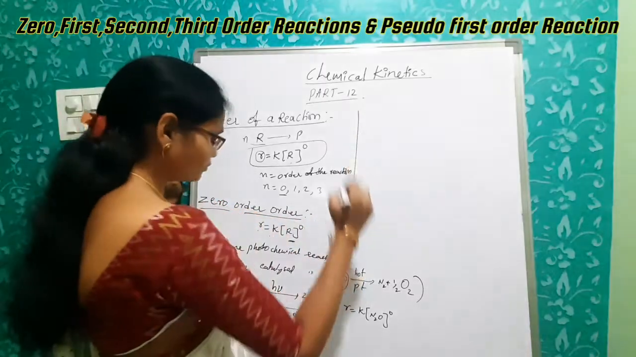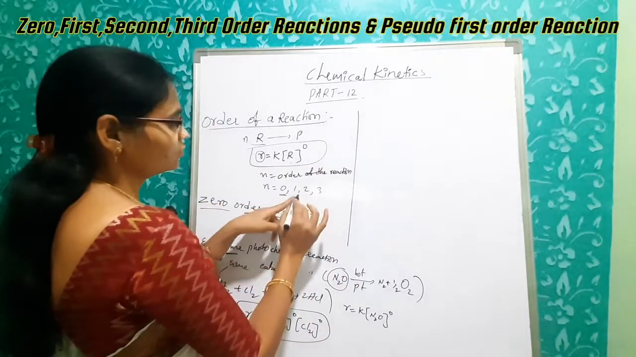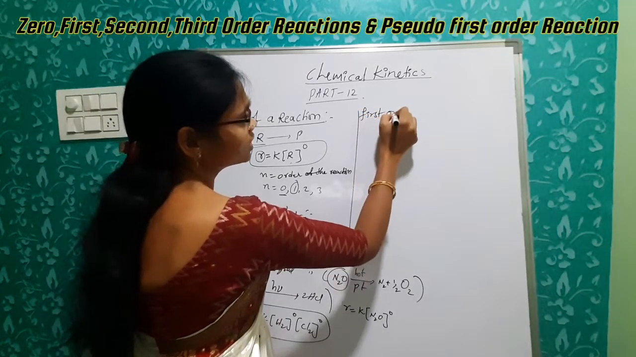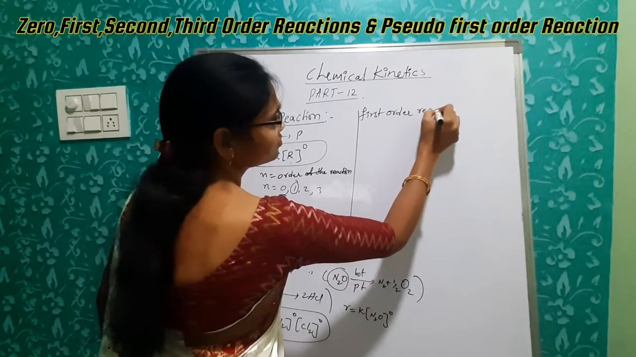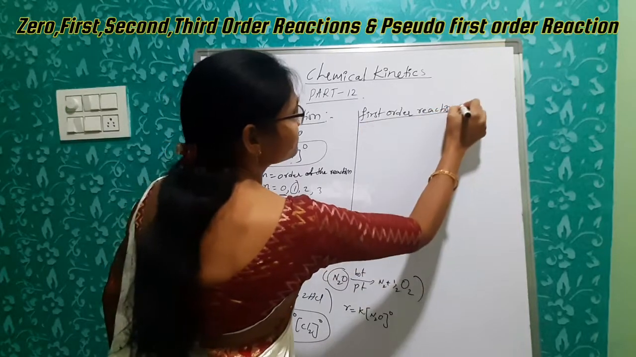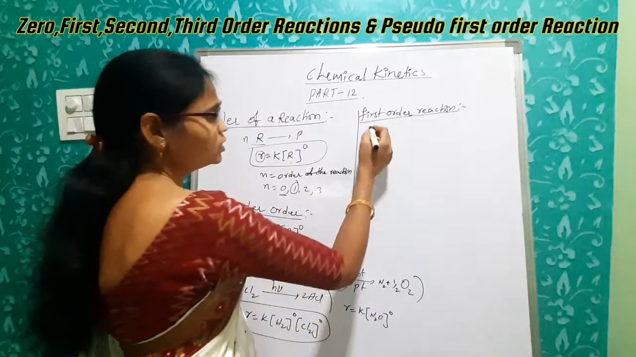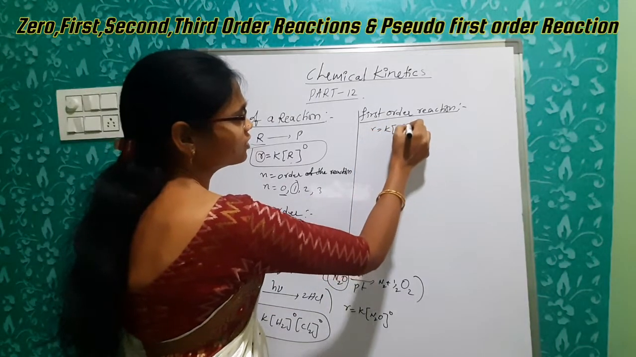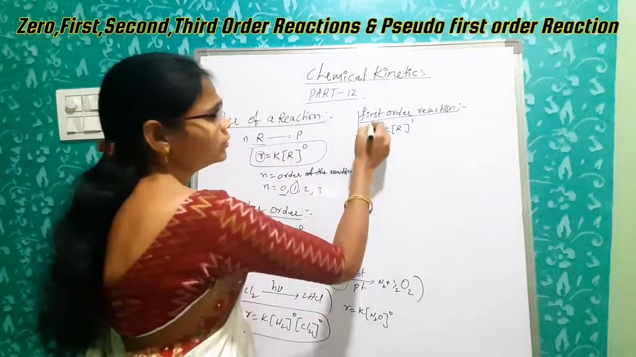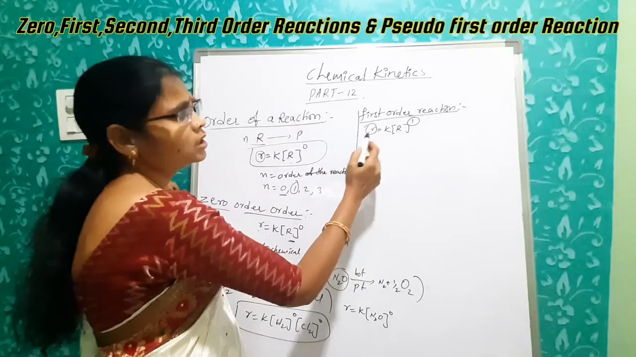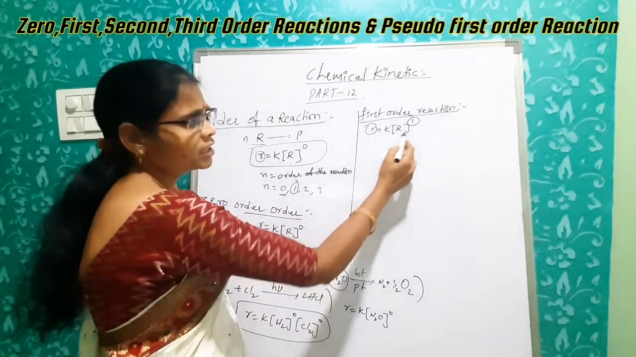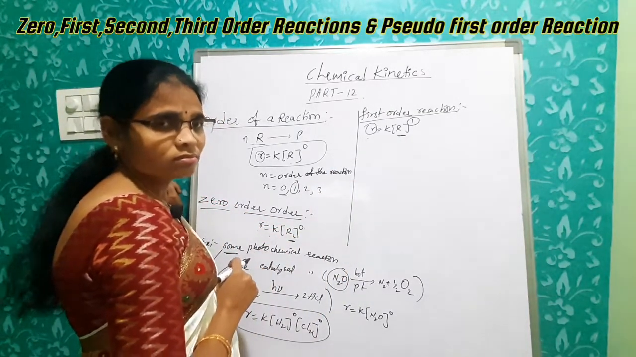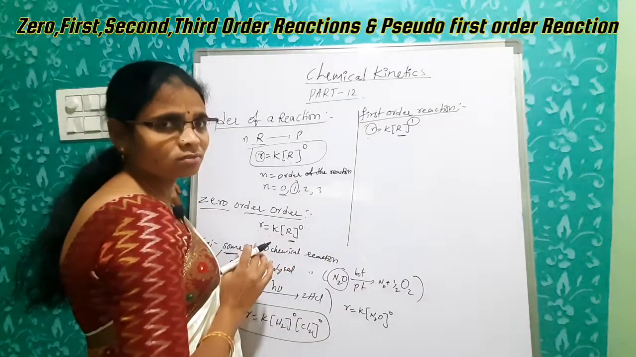Now, if order is 1, it is a first order reaction. How to define first order? Simply here R is equal to K into concentration of R power 1. Rate of the reaction depends on the first power of the concentration term of the reactant, said to be a first order reaction.